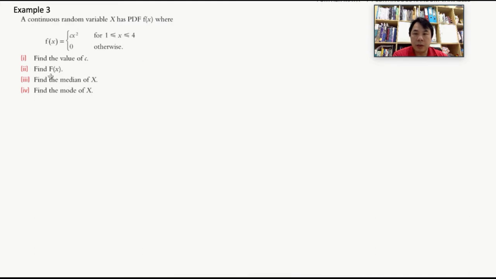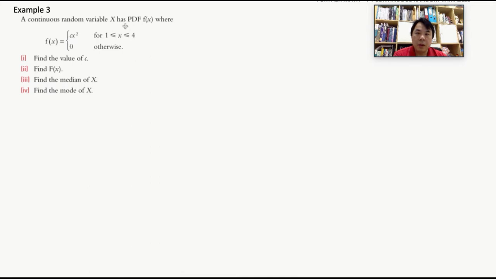Secondly, we need to find the capital letter F(x), which is known as the cumulative distribution function. And next, we need to evaluate its median. And lastly, we're going to talk about the mode for this distribution function. Okay, now let's get this started.